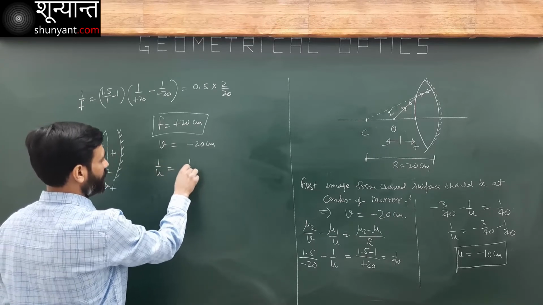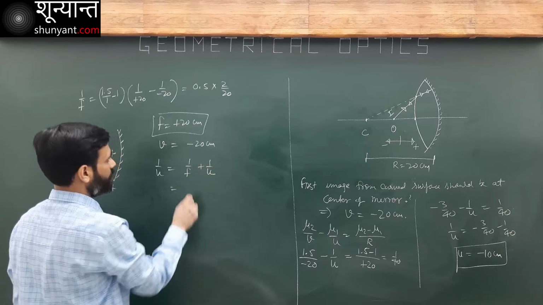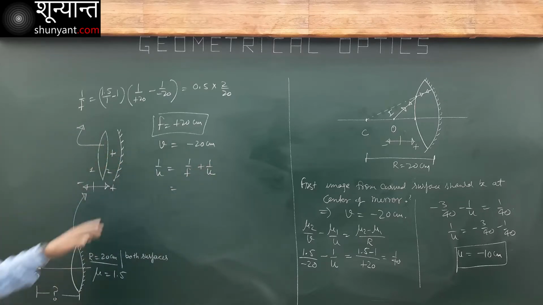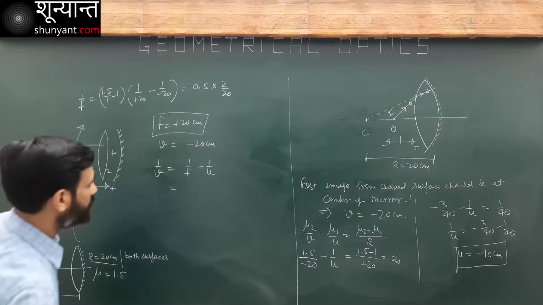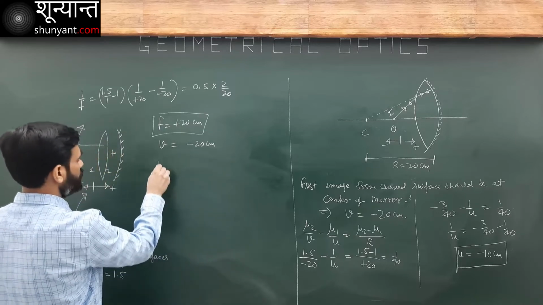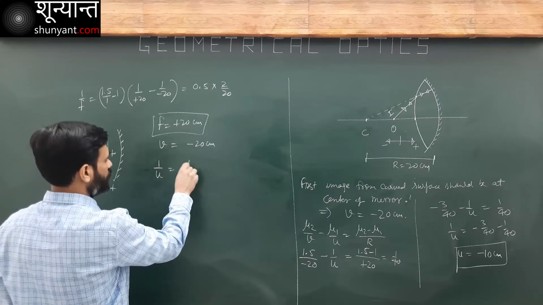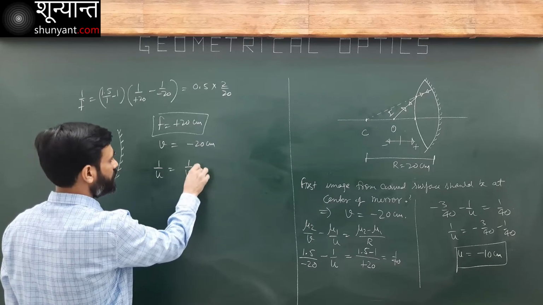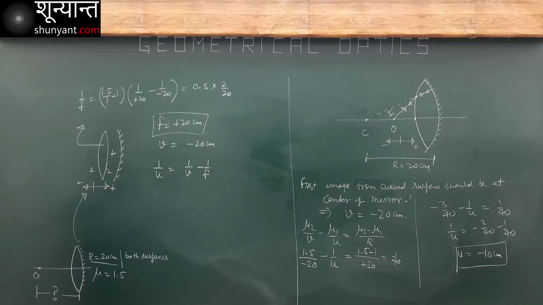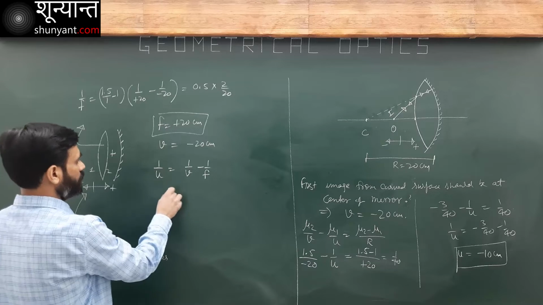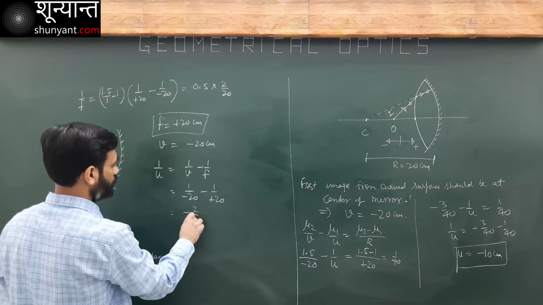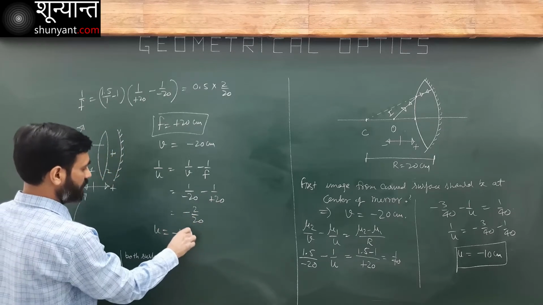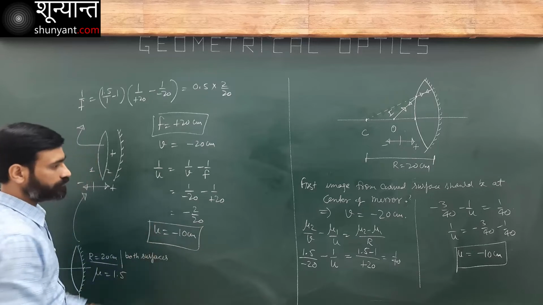1 over F is 1 over V plus 1 over U. No, but I want to find U. I want to find 1 over U, which is equal to 1 over V minus 1 over F. Is that right? I think it's right. So 1 over U is 1 over minus 20 minus 1 over plus 20, which is minus 2 over 20. What is U? Minus 10 centimeter. Same answer.